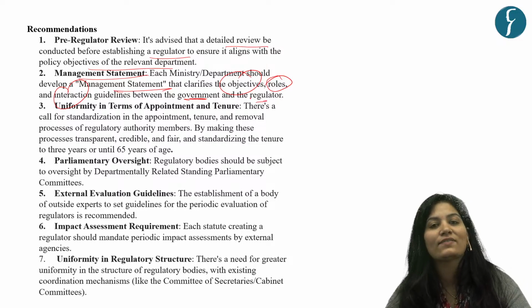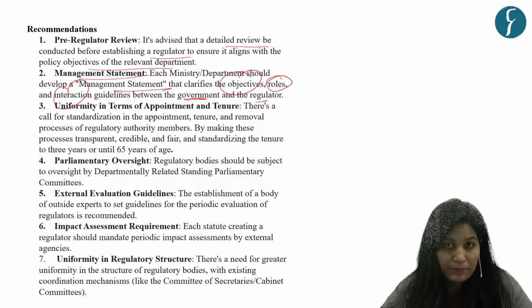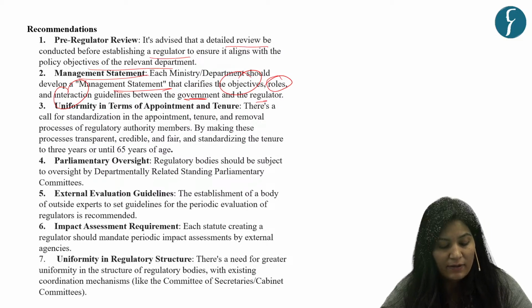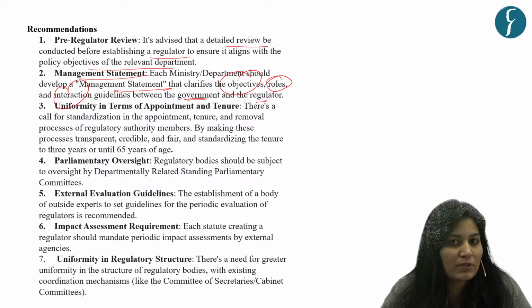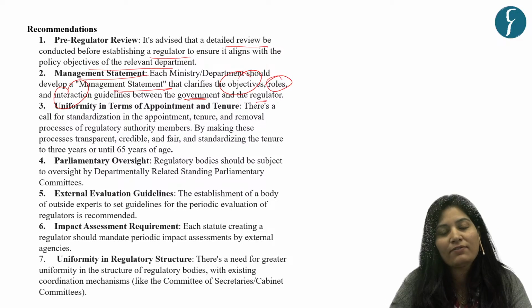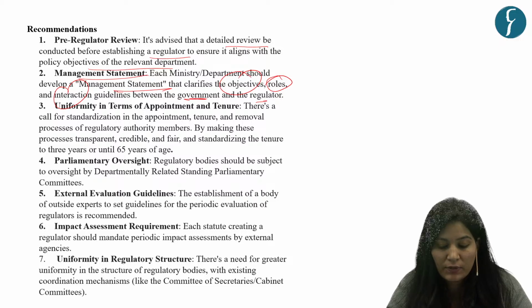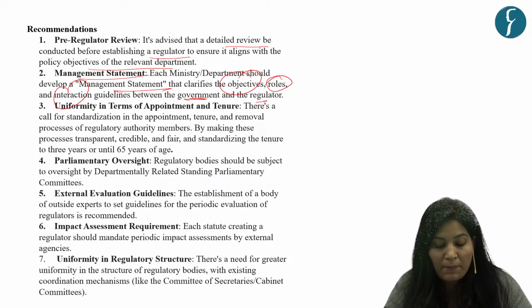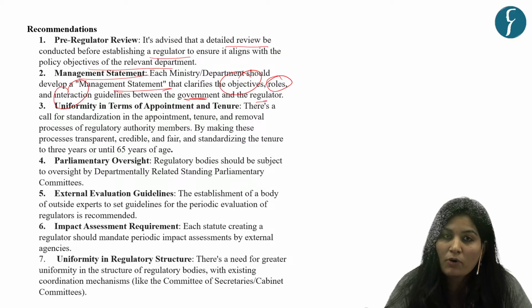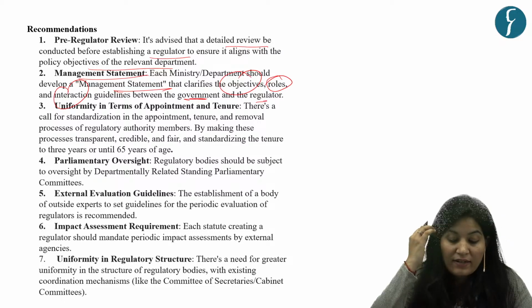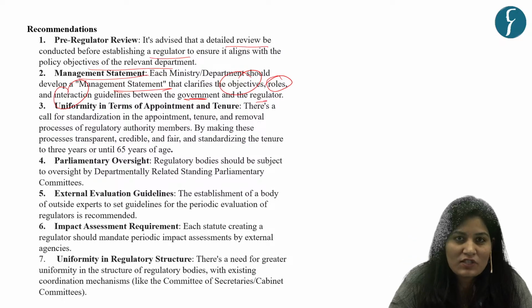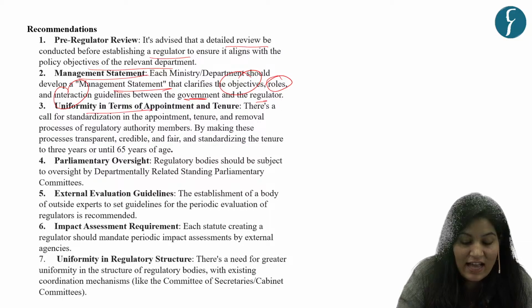Because this will serve as a guide to the stakeholders, after this both parties can understand their set of responsibilities. Okay, when we have clarified, or you can say when we have a management statement defining objectives and roles of stakeholders, then we have discussed this issue of uniformity, that there is a lack of uniformity.